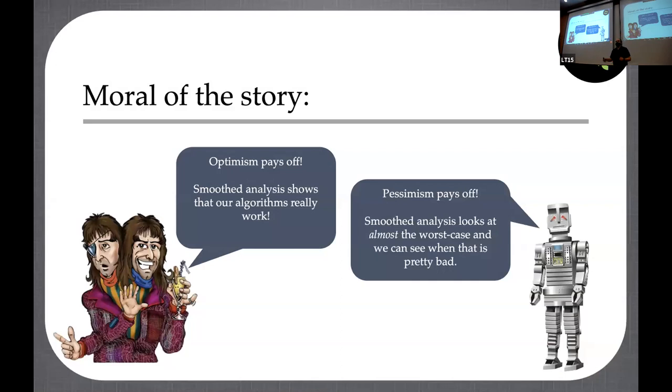Okay. And so again, I think we have the moral of the story that I think optimism pays off. If we're willing to not worry about those very, very worst case examples, we get better predictions of how real world systems work. At the same time, you do have to be careful that bad examples do exist. You shouldn't ignore them entirely.